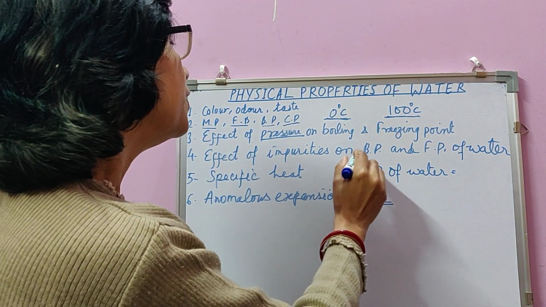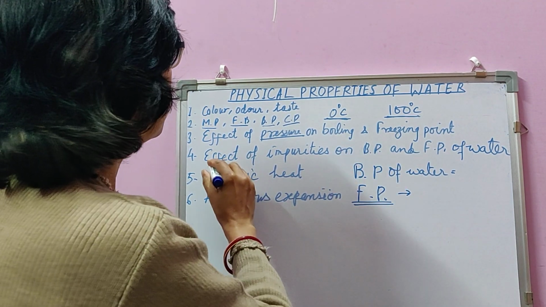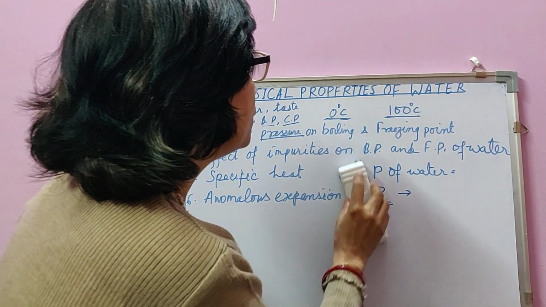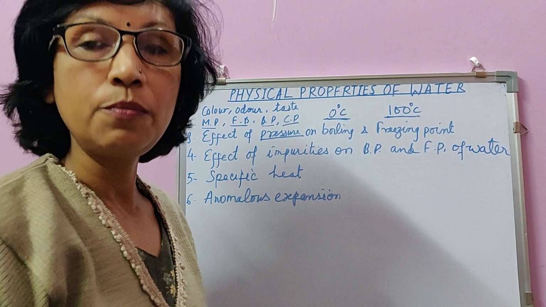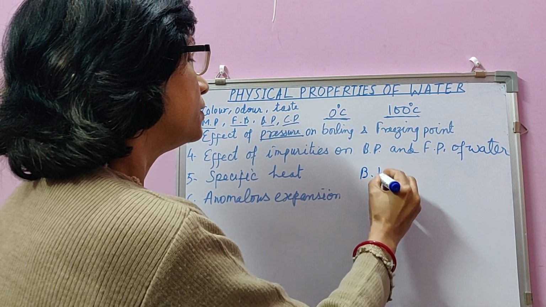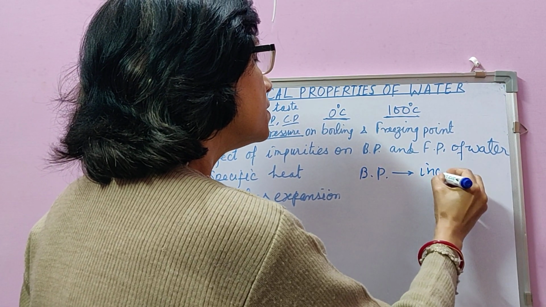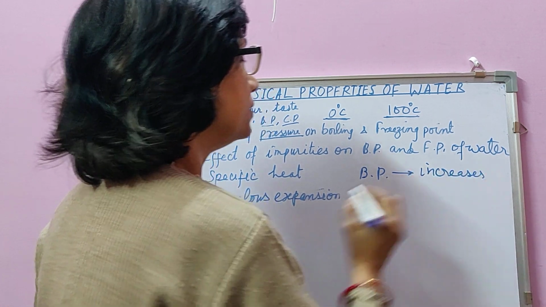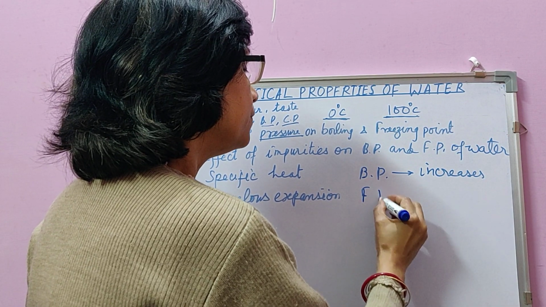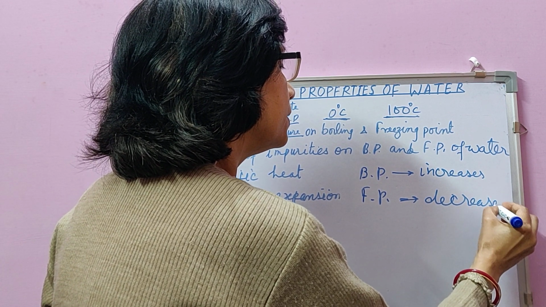So effect of pressure on melting and freezing point we discussed. Now we are going to discuss effect of impurities on boiling point and freezing point of water. Now let's talk about boiling point first. In presence of impurities, boiling point increases, but in presence of impurities, freezing point decreases.